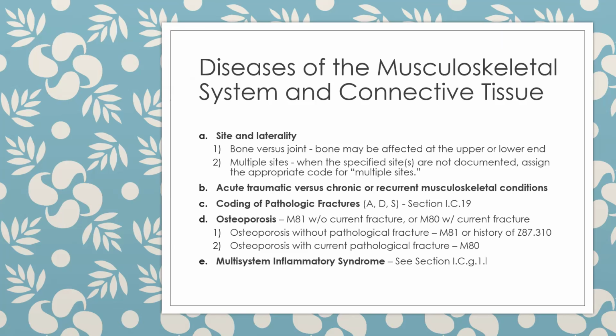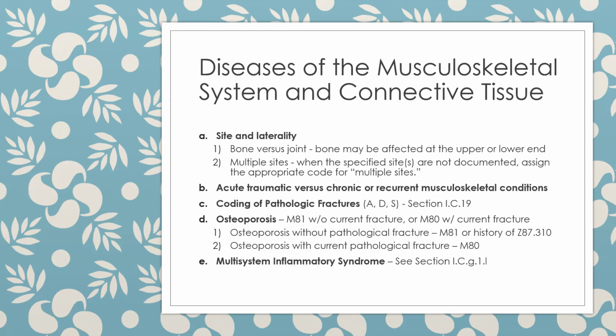The other seventh characters listed under each subcategory in the tabular list are to be used for subsequent encounters for treatment of problems associated with the healing, such as malunions, non-unions, and sequelae. Care for complications of surgical treatment for fracture repairs during the healing or recovery phase should be coded with the appropriate complication codes. If you would like additional information on this, you can see section 1C19 for coding of traumatic fractures.